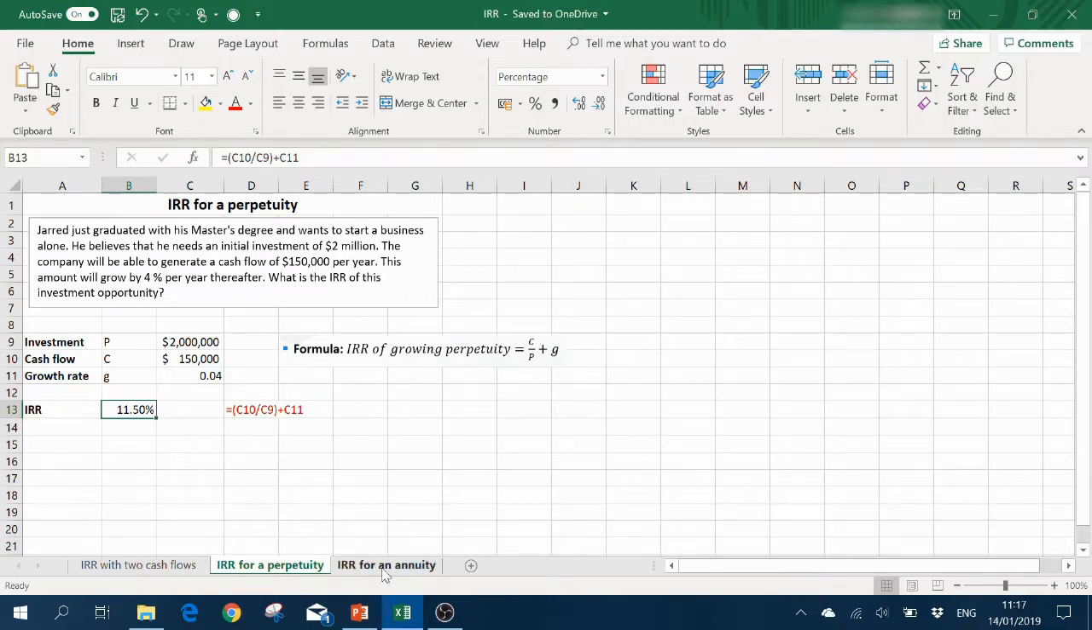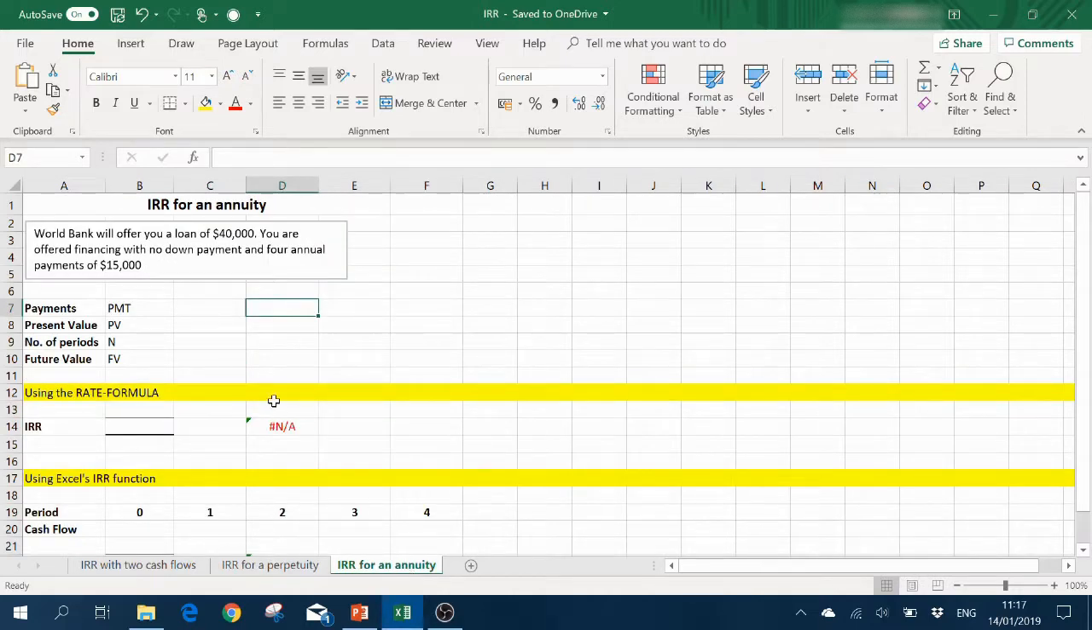If we jump straight into the IRR for an annuity, this is a little bit different because of the way that an annuity is structured. So if we go through an example, assume that the World Bank will offer you a loan of $40,000. You are offered financing with no down payments and 4 annual payments of $15,000.